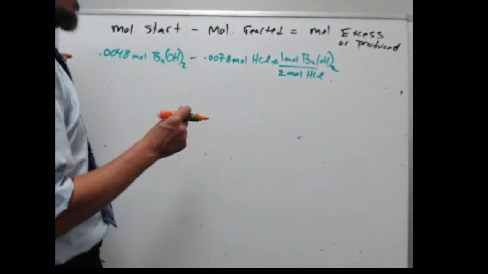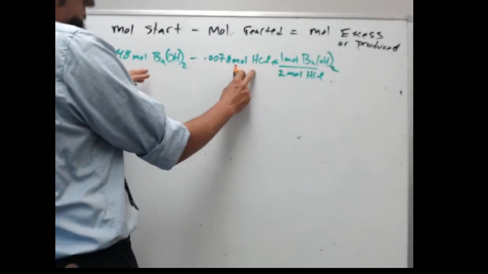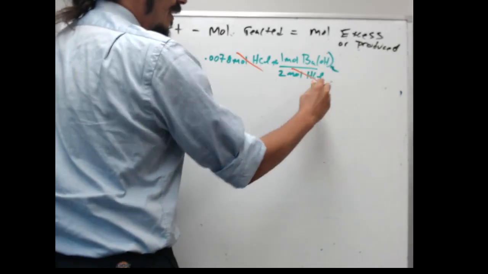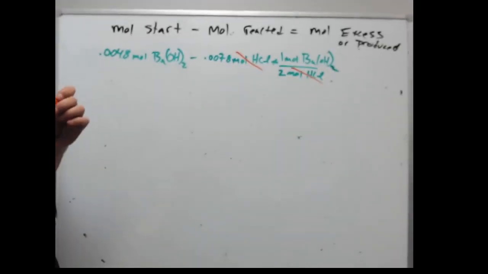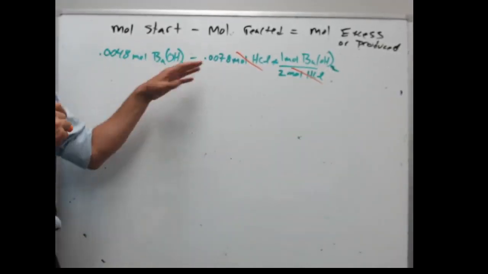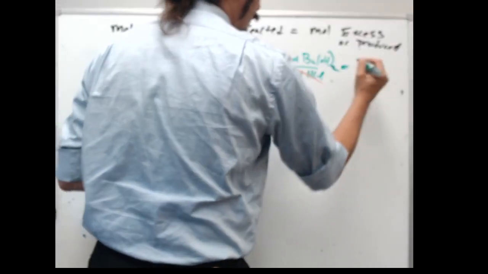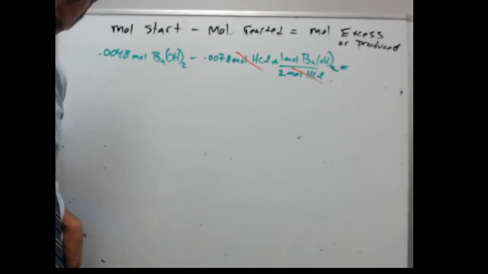It also works out really nicely in the units. You notice here I've got moles of HCl, moles of barium hydroxide, not the same units. But here I can cross out because of that mole ratio, which tells me how the HCl and the barium hydroxide relate to each other. I can cross those out, and I can get a number for how much excess barium hydroxide I have.